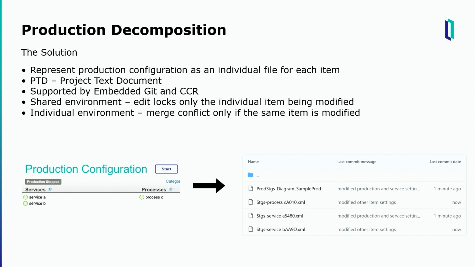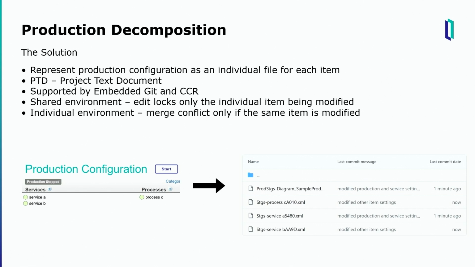What does this mean? If I have a shared environment where everybody's editing in the same namespace, my editing items will lock only the individual item that I have modified. I can modify my item A, Hannah can modify her item B, and we won't lock each other out.